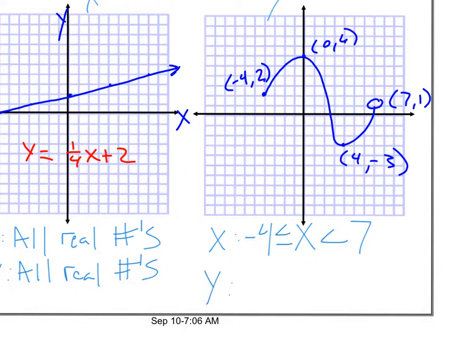Range, we do the exact same thing, except now I'm looking at it vertically. So I'm looking at y values, and I can see down here at the bottom, it heads all the way down to -3. And then at the point up at the top, it goes as high as 6. Now both of those circles were shaded in, so I'm including those. Okay, there's solution points at each of those, so -3 and 6. Those should both be included.